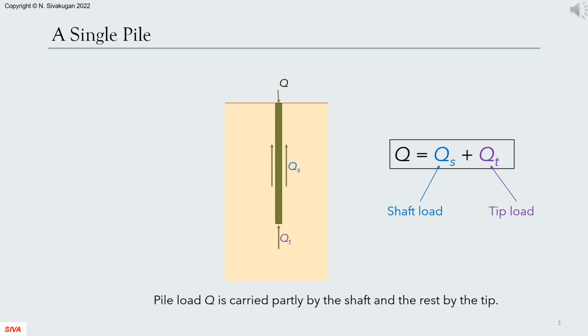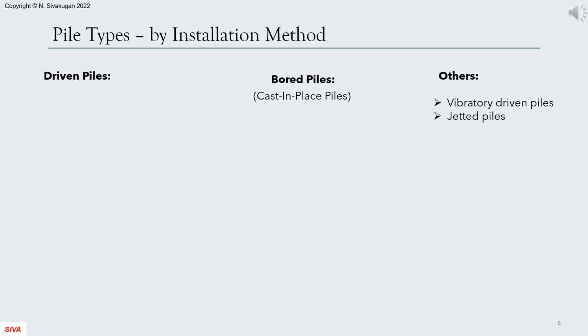When a load Q is applied to the pile head at the top, part of it is carried by the shaft and the rest is carried by the pile tip. For equilibrium, Q equals Qs plus Qt.